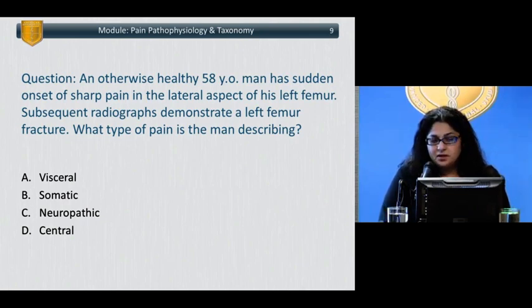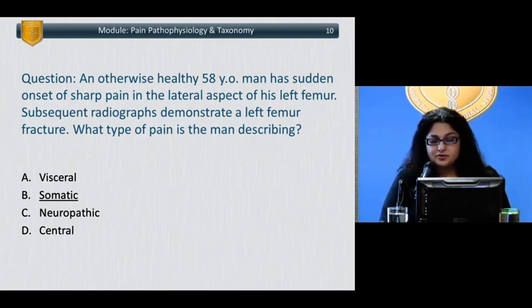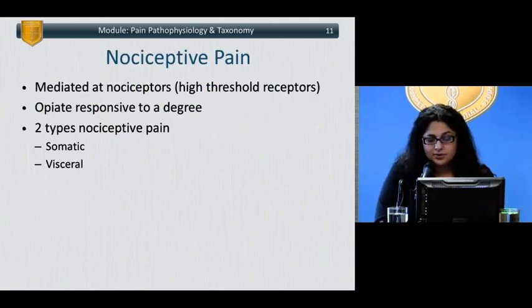Well, I have a question here. An otherwise healthy 58-year-old man has a sudden onset of sharp pain in the lateral aspect of his left femur. Subsequent radiographic imaging demonstrates a left femur fracture. What type of pain is the man describing? Is it A, visceral pain, B, somatic pain, C, neuropathic pain, or D, central pain? So the correct answer is B, somatic pain. And we'll go on as the presentation proceeds for you to understand why B, somatic pain was the correct answer.